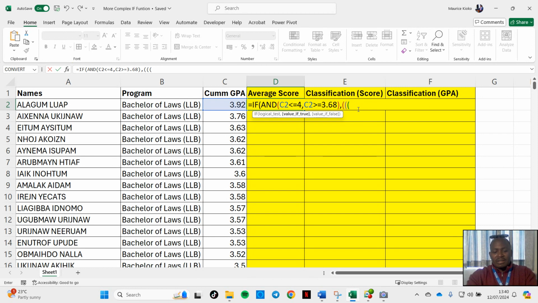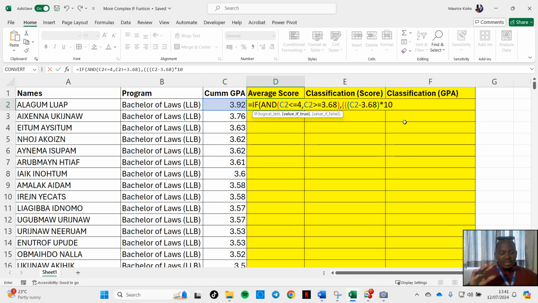With the 3 brackets, you say C2 minus 3.68, the lowest limit. C2 is the GPA that the student has scored in column C2, 3.92, minus the lowest GPA in that class, which is 3.68. Then you close, and multiply by 10. Why are we multiplying by 10? Between 70 and 80, there is a difference of 10.